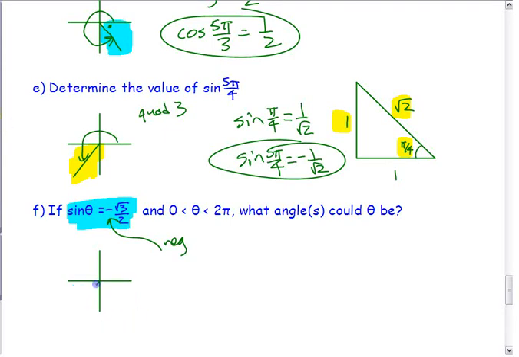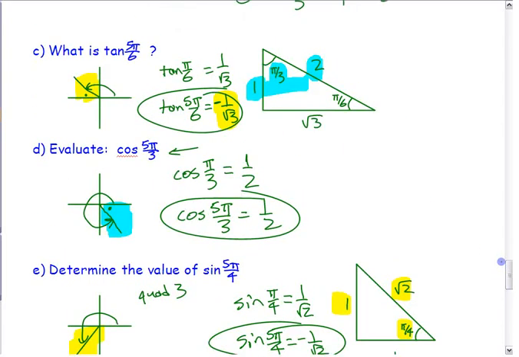You could have one angle there. You could have one angle there. So you're looking for that angle, and you're looking for that angle. So we find each one here, one at a time. Let's find that one, and then let's find the other one in that quadrant, right?